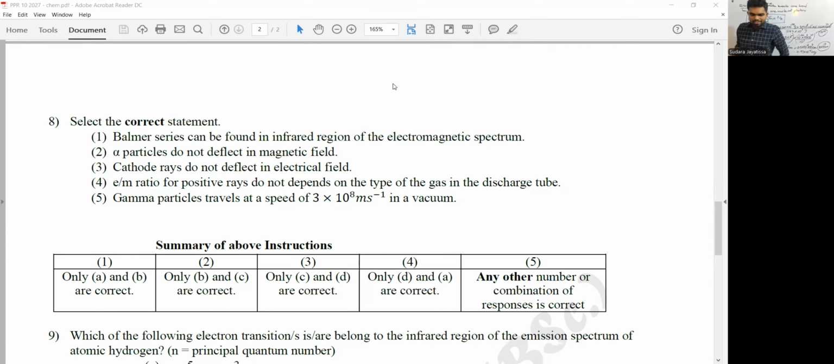It's asking for the correct statement. Now I'm going to tell you what to write. So write in front of answers 1 to 4 why they are incorrect. Okay, why they are incorrect.